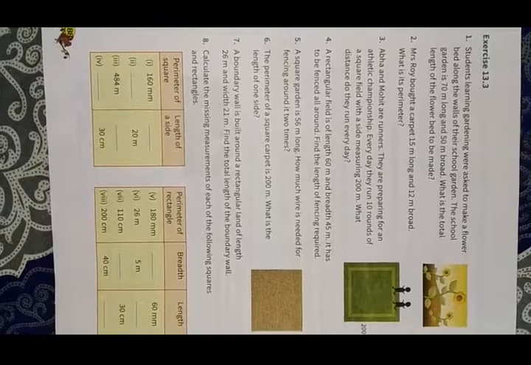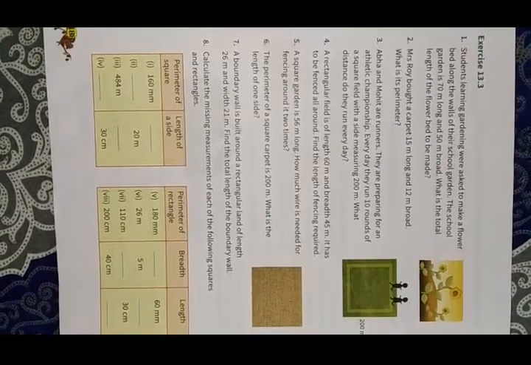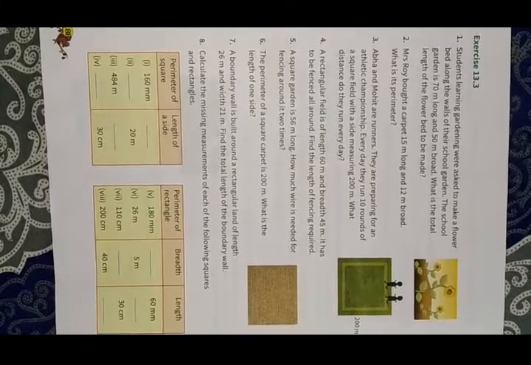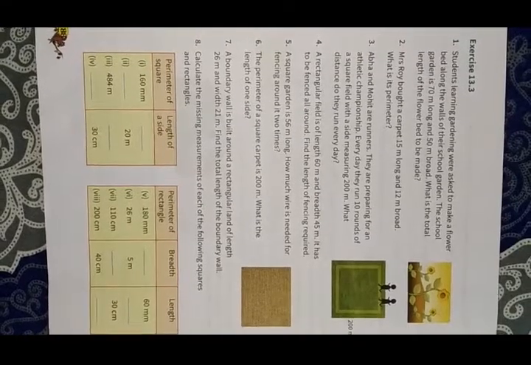Question number 7. A rectangular field's length and breadth both are given. We have to find the length of the boundary wall, means the perimeter. Okay, you have to find the perimeter in question number 7.